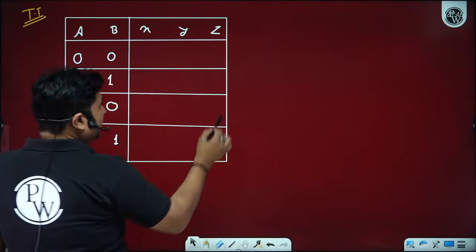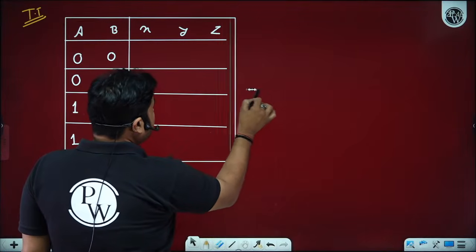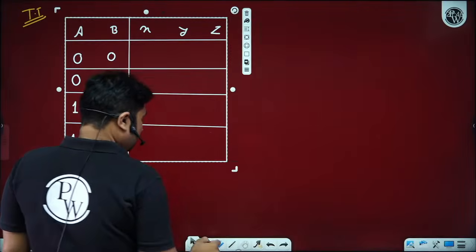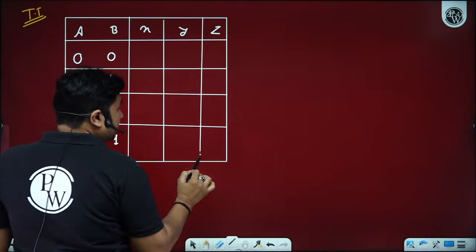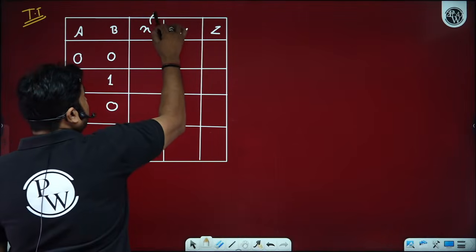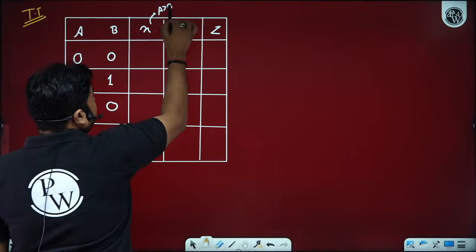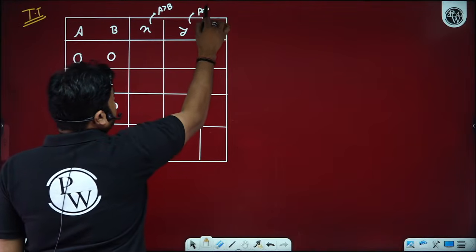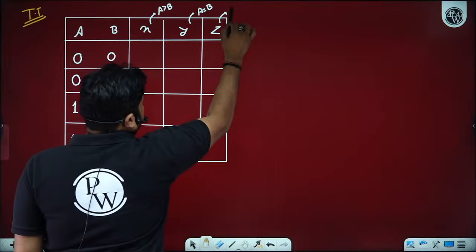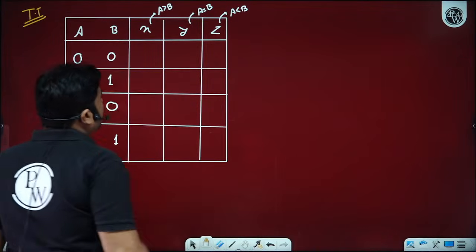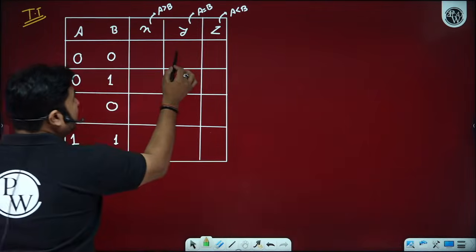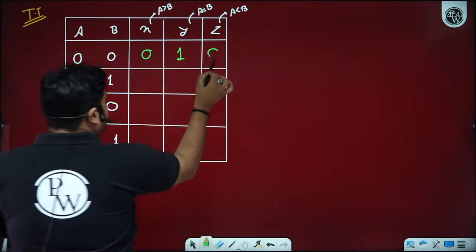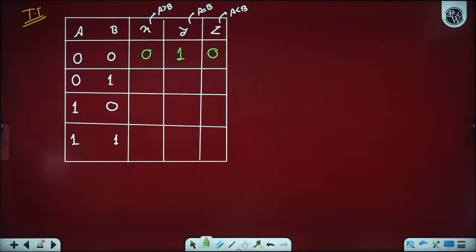Now please observe, everyone please observe, beta ji. X is high when A is greater than B. Y is high when A is equal to B. And Z is high when A is less than B. So please observe what happened for 0, 0. For 0, 0, Y will become high. X and Z are low.